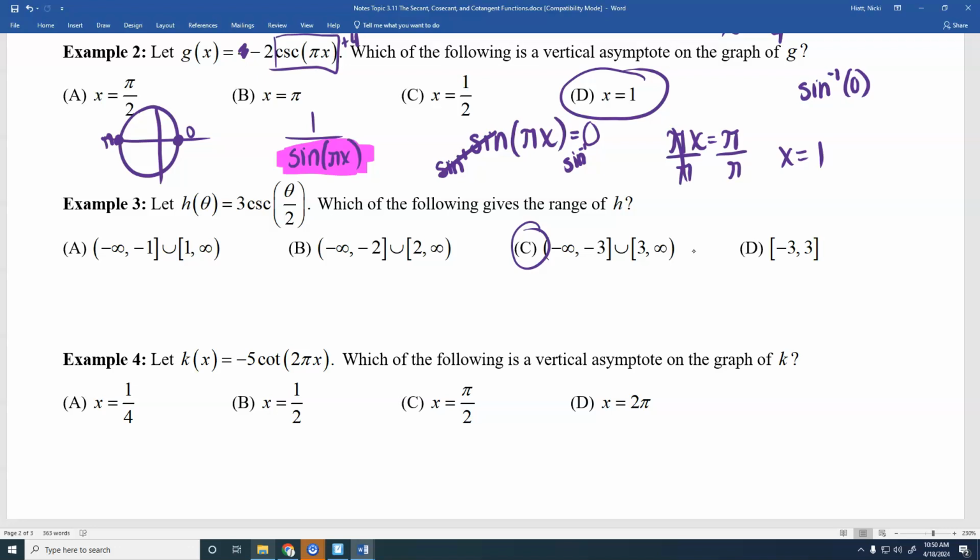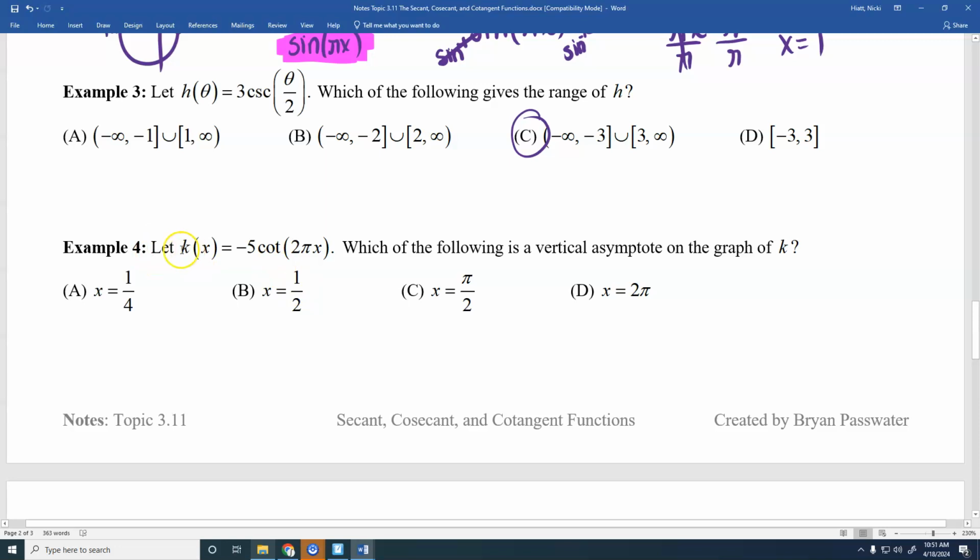All right, questions so far? All right, 4 might be the trickiest that we've had yet. It says that we've got negative 5 cotangent 2 pi x. Which of the following is the vertical asymptote of k? So, is the negative 5 going to affect vertical asymptotes of this graph at all? It will not. It's only the stuff on the inside, right? And when I'm thinking about vertical asymptotes, I'm thinking about the denominator equals 0. Right? So cotangent, I could think 1 over tangent, but I don't know tangent values very well either.